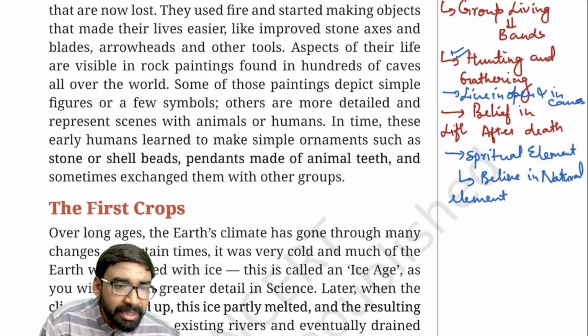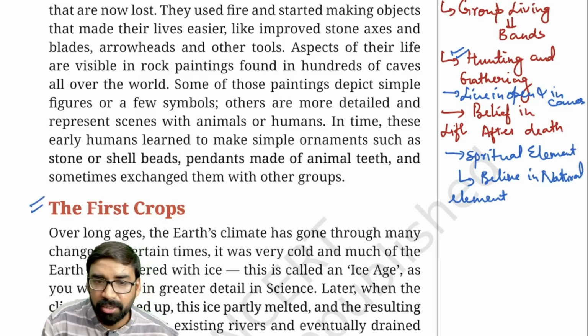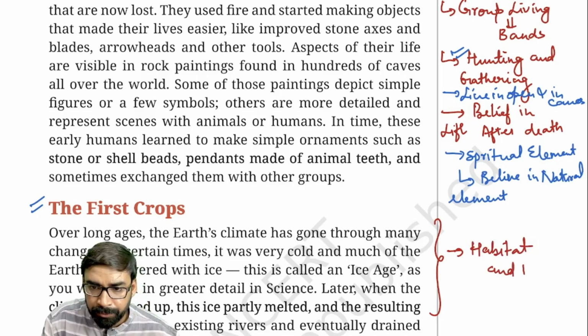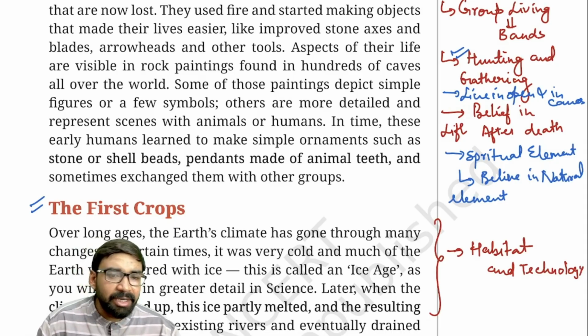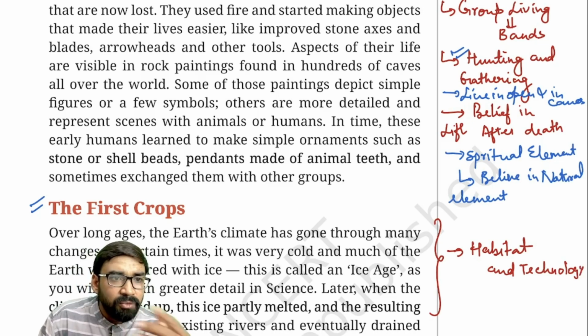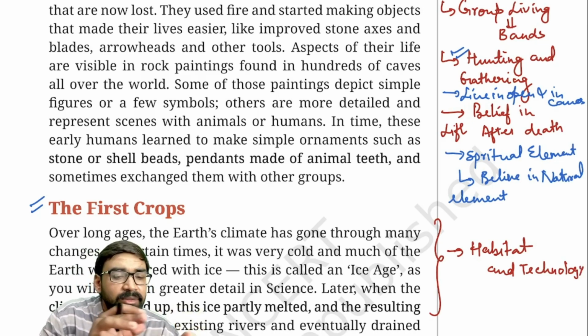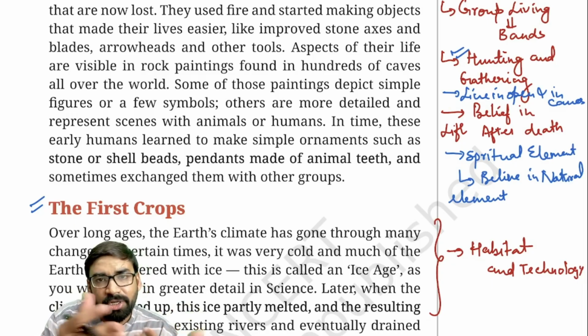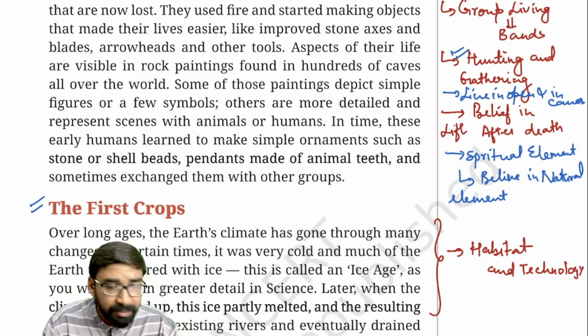Now, then comes first crops. Okay. ठीक है. It is something which is related to habitat and technology. Now this paragraph is related to habitat and technology. ठीक है. Now try to understand the first crops, है ना? Shelters. What they used for shelters, as I have said, temporary camps or used to live in the open or inside the caves. ठीक है.